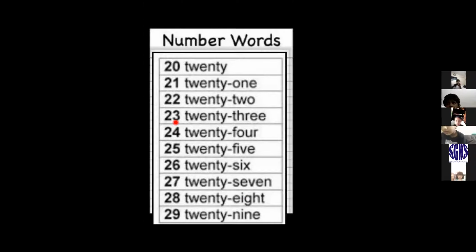After twenty-three is twenty-four. Twenty, four, twenty-four. After twenty-four is twenty-five. Twenty, five, twenty-five. Twenty-six. Twenty, six, twenty-six. Twenty-seven. Twenty, seven, twenty-seven.